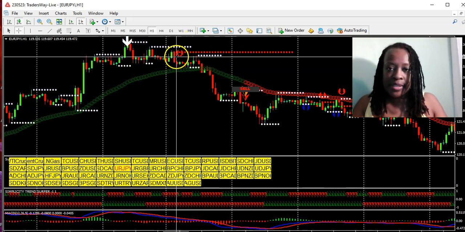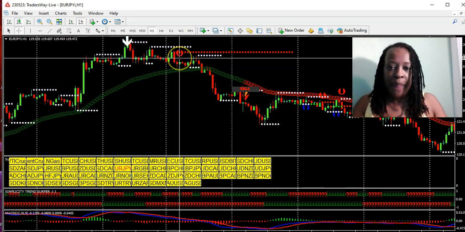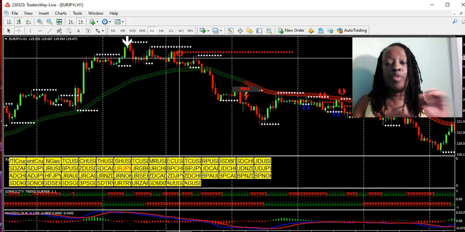Okay, so for instance, you have the entry arrow that populated here. From the entry arrow to the triple arrow that populates on the simplicity system, you would be in good profit when that happens. Sometimes the entry arrow populates along with the triple arrow, but not all the time. That happens less often than not.